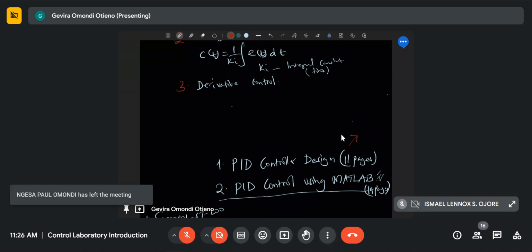Of course, the graphs will be plotted. So these days, I think you'll have to download them or save them somehow, because you'll have to paste them in your manual, in your lab report. What I'm interested in emphasizing is the PID control using MATLAB, the 14-page document, because it is an elevated version of the PID controller design, the 11-page version.